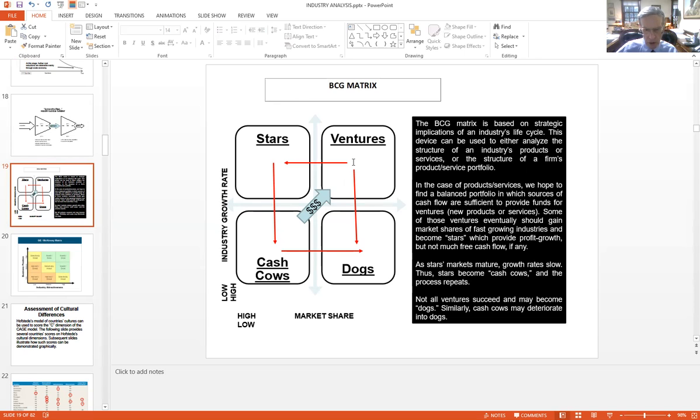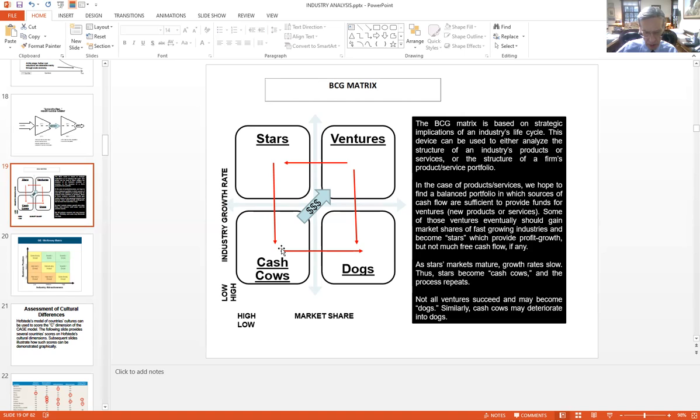Of course, ventures don't always gravitate into stars. They sometimes just don't make it, and then they become dogs, which are companies with low shares of industries that aren't growing very fast. So in this case, the venture started out in an industry that we thought would grow, but the industry didn't grow.